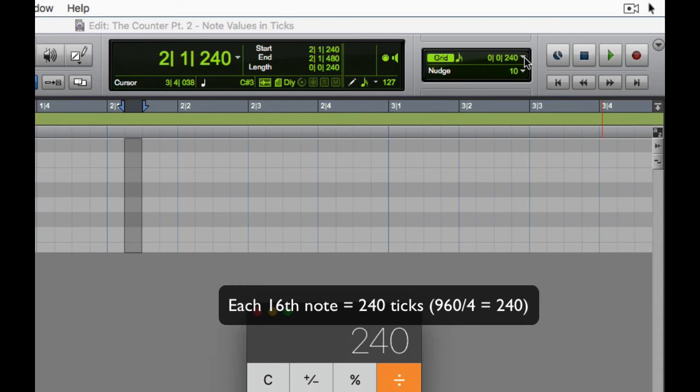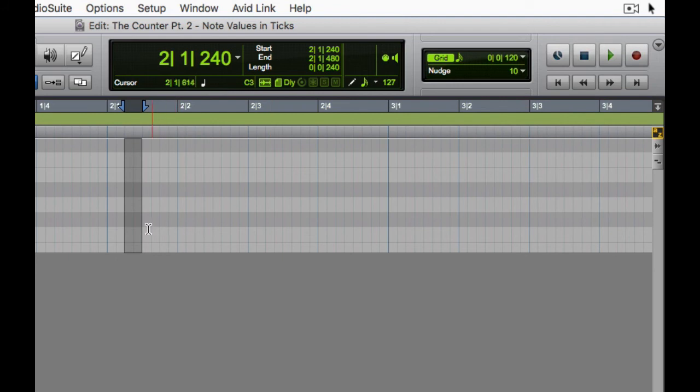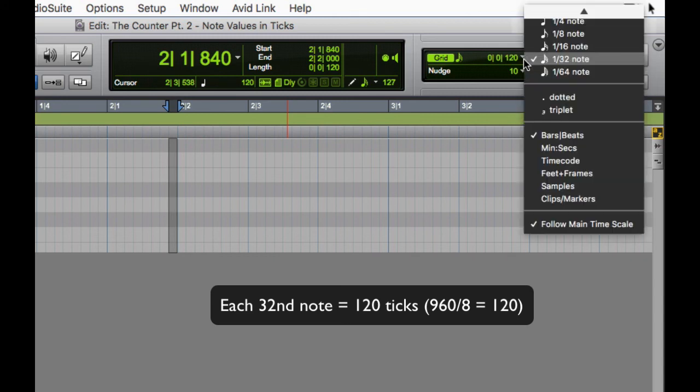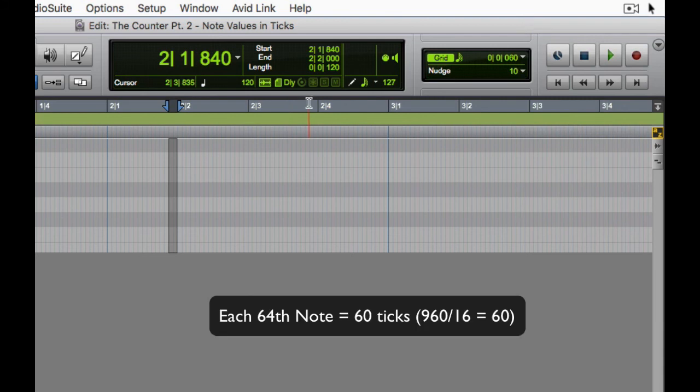Our next one is going to be, of course, the next one down, which is going to be 32nd notes. So if there were 4 16th notes in a quarter, there are going to be 8 32nds, and each one of those 32nds will be worth 120 ticks, or there's 120 ticks in between each one of these grid points, from there to there. There we go. All right, and you can keep going and go down to 64th note. I divide 120 by 2, and I get 60 ticks.